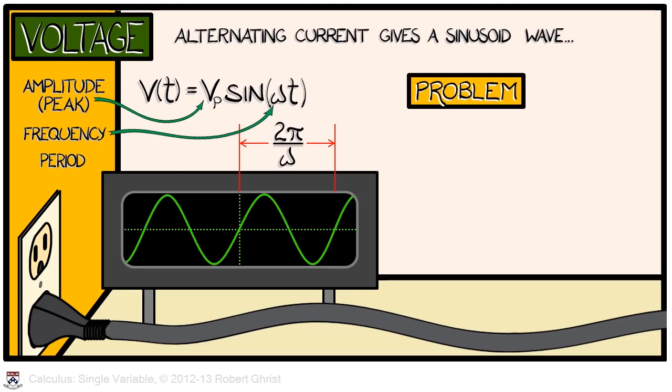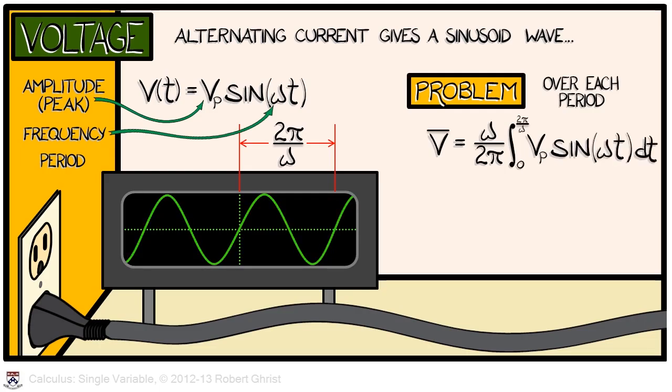Now, the question is, what is the average voltage? Well, the problem is, over every period, if we compute the average, we wind up integrating a sine function over an entire period from 0 to 2 pi, as it were. I'll let you do the computation to see that the average voltage is 0. That is totally useless for our purposes.